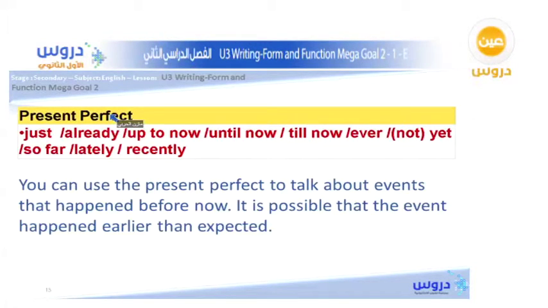So now we also have some vocabulary that we can use to explain that the action happened recently. For example, just, already, up to now, until now, ever, not yet, so far, lately, recently. So we can use them. We can use the present perfect to talk about events that happened before now, just now. And it is possible that the event happened earlier than expected. So how can we express the action or the event that happens just before now? By those terms, those words. And now we're going to see examples.